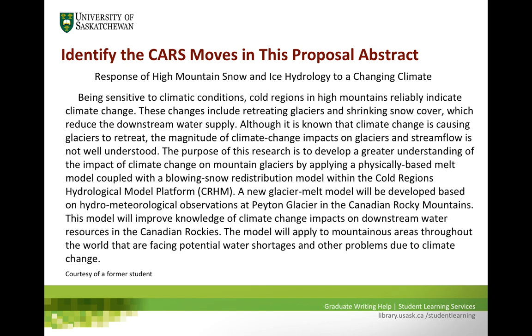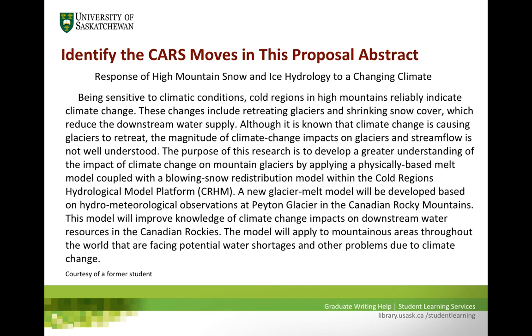Being sensitive to climatic conditions, cold regions in high mountains reliably indicate climate change. These changes include retreating glaciers and shrinking snow cover, which reduce the downstream water supply. Although it is known that climate change is causing glaciers to retreat, the magnitude of climate change impacts on glaciers and streamflow is not well understood.